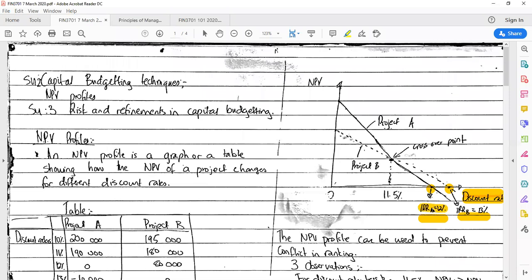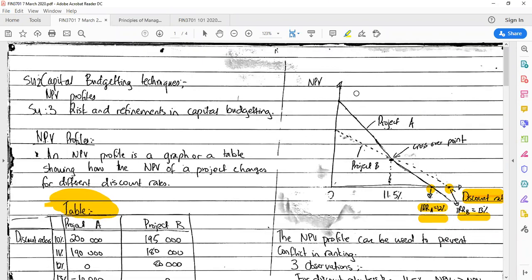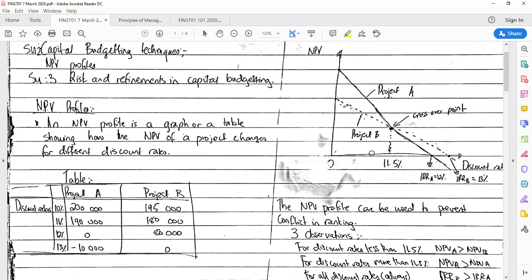And here it's 12%, and that's the discount rate that gives us an NPV of 0 for project A, right? So this table is an NPV profile in tabular form, and this graph is an NPV profile in graphical form. So an NPV profile is just a graph or a table showing us how the NPV of a project changes with discount rate.